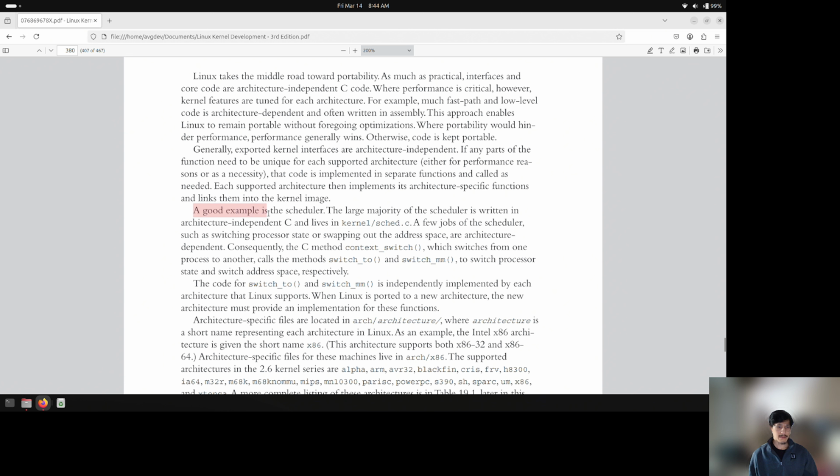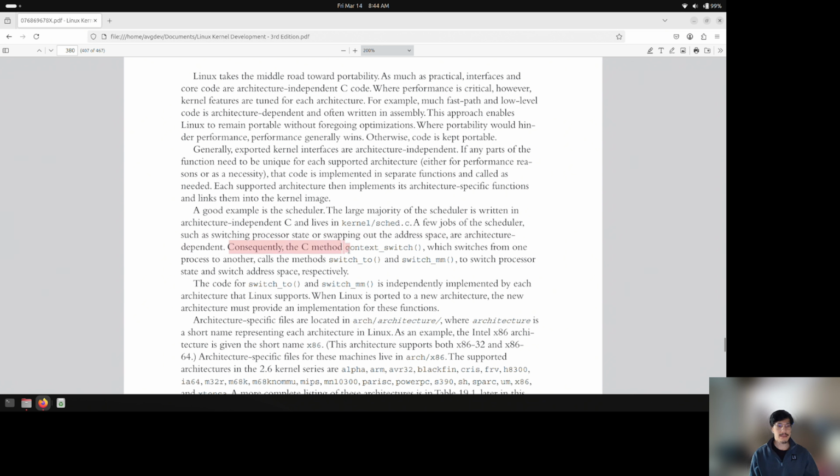A good example is the scheduler. The large majority of the scheduler is written in architecture-independent C and lives in kernel/sched.c. A few jobs of the scheduler, such as switching processor state or swapping out the address space, are architecture dependent, meaning that special code has to be written for the specific type of CPU.